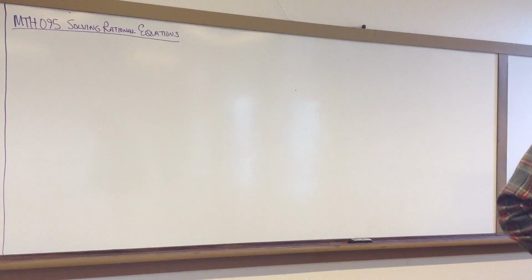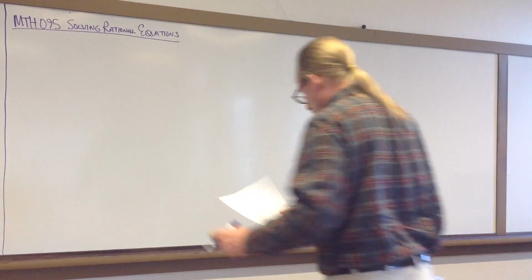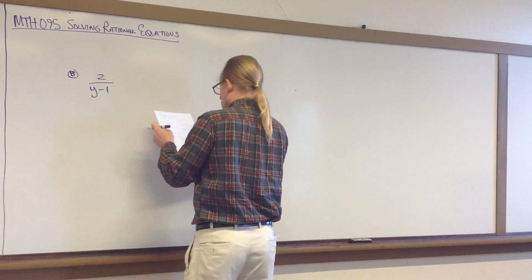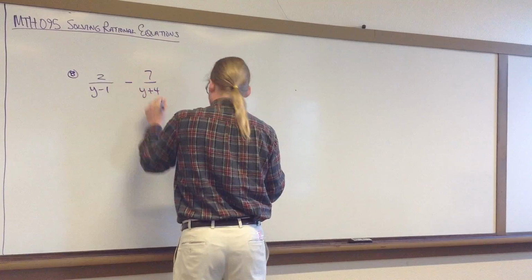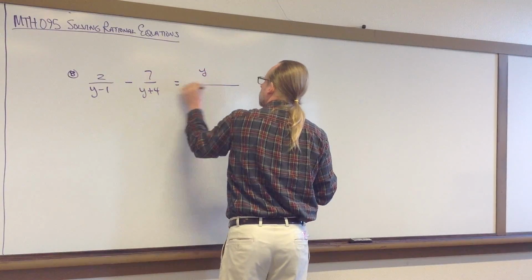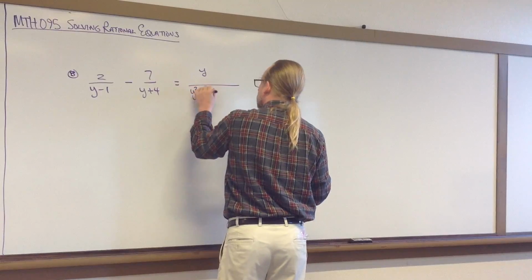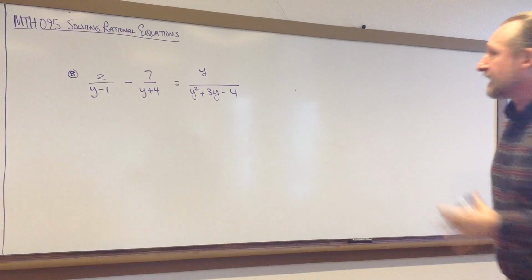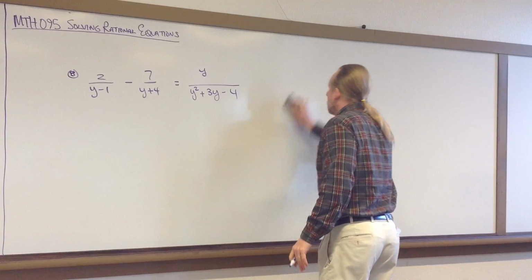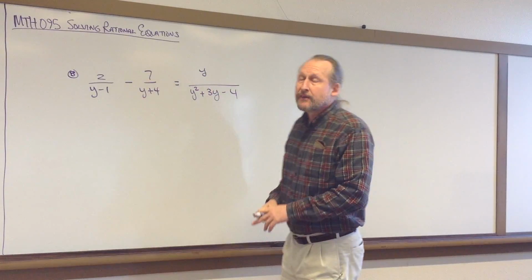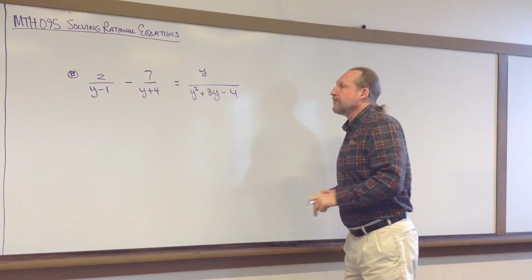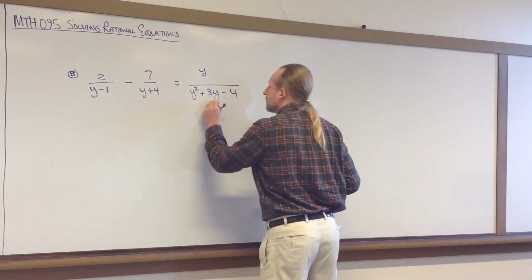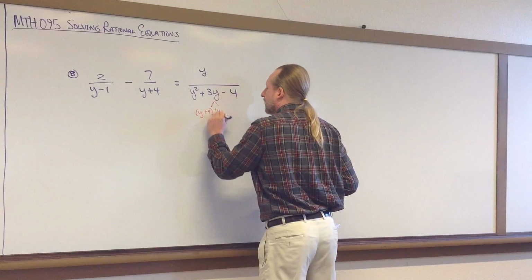Okay, problem 8. 2 over y minus 1 minus 7 over y plus 4 equals y over y squared plus 3y minus 4. Okay? Very similar setup to the previous problems that we've looked at, right? You've got these two denominators here and here that are prime, can't be factored. This one is factorable, and it factors into the product of the other two. And that's going to allow us to create a common denominator without too much trouble.